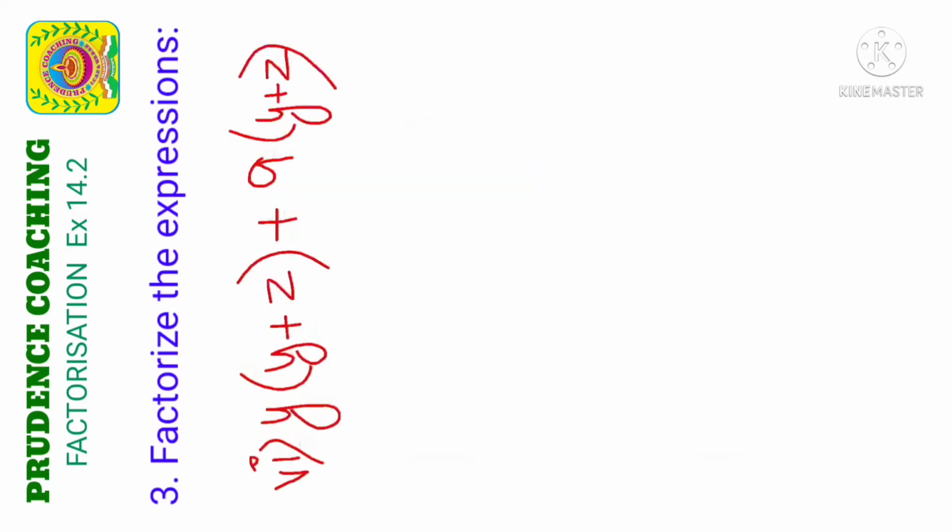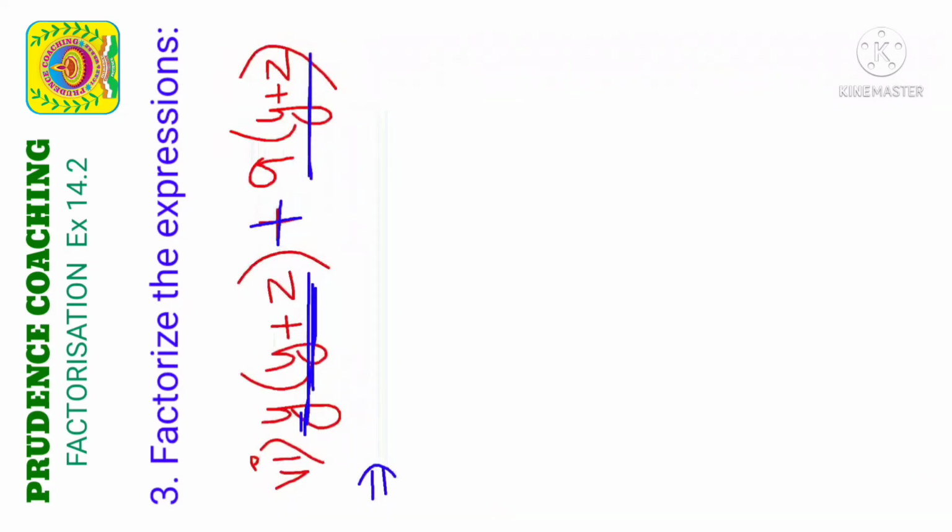Let's start with the next sum. So here, as you can see, in between this y and y plus z we have multiplication. So all together this is a single term, and here we have the separator plus. Similarly here we have another term.